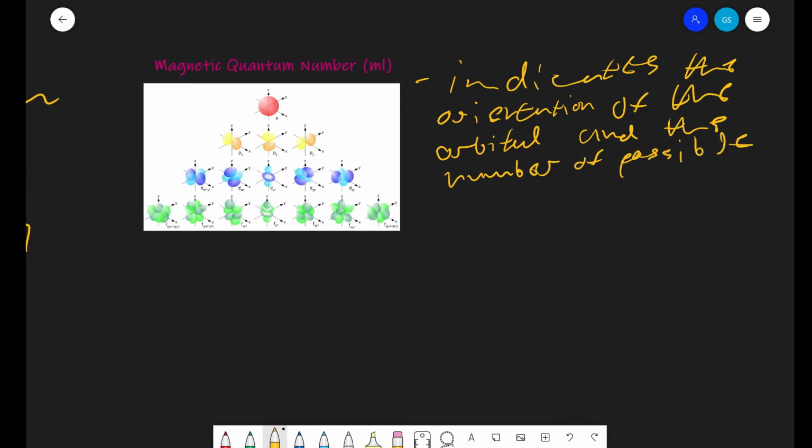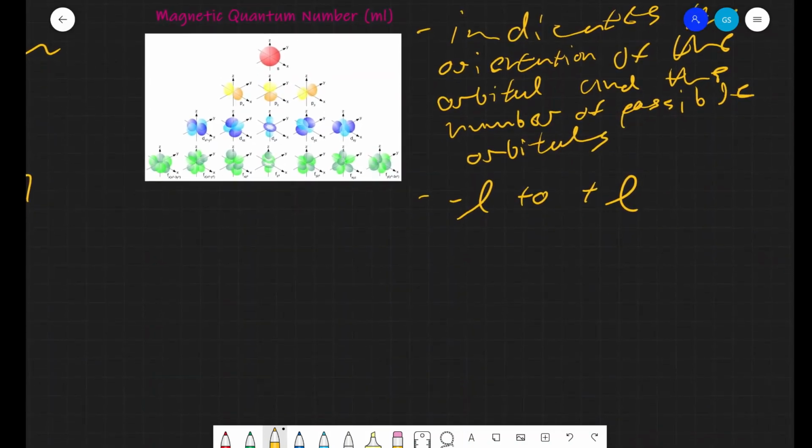Number of possible orbitals. The values of the magnetic quantum number range from negative L to positive L. Let's do an example. Let's say L equals 1. What would be the values of this magnetic quantum number, written as M with subscript L?